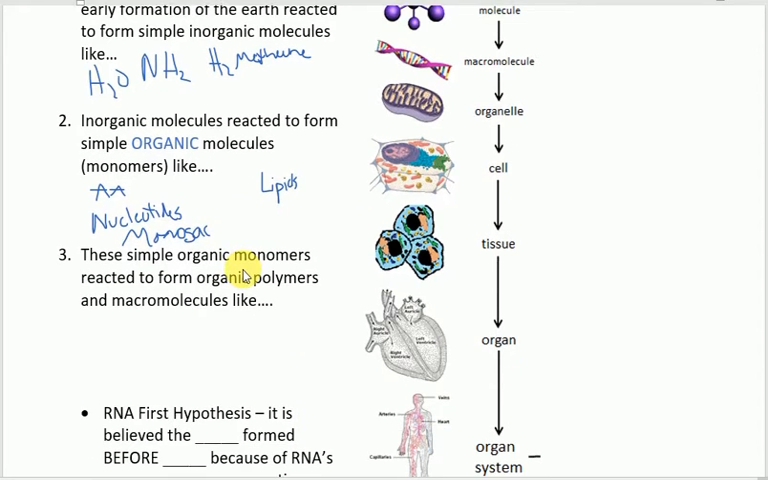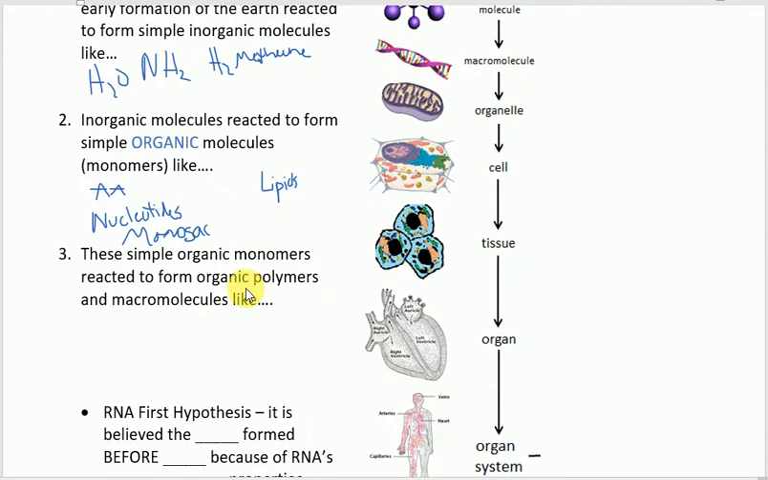So then these simple organic monomers reacted and they formed organic polymers and macromolecules such as proteins. We know that nucleotides formed our nucleic acids. We know that monosaccharides formed our carbs. And then we have lipids.